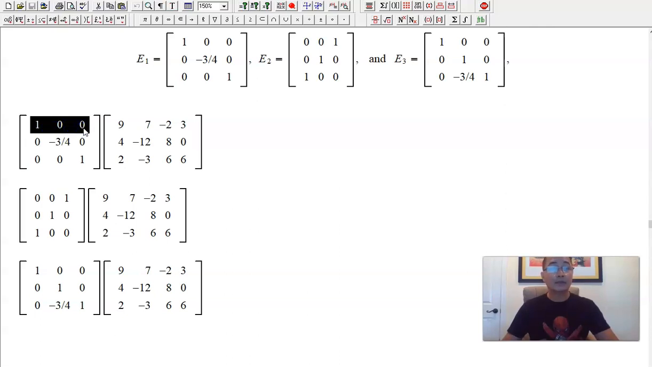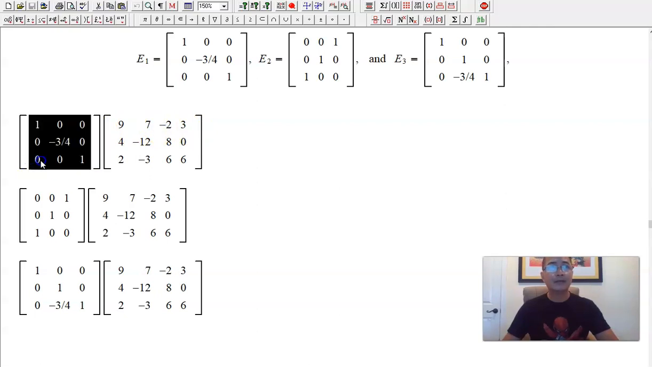Think of row 1. What happens when you multiply row 1 to the matrix A? Okay, so think about row 1 and you take the dot products with column 1, column 2, 3, 4. These are zeros, so therefore 4 and 2 will not contribute at all, meaning the second and third rows will not contribute at all. The 1 gets multiplied to the 9, and then the 7, and then the -2, and then the 3. So the first row doesn't change.